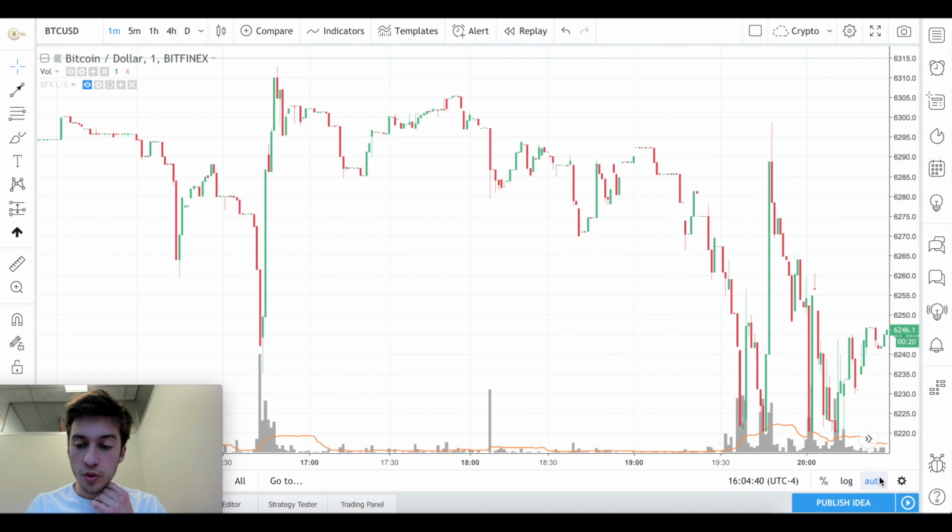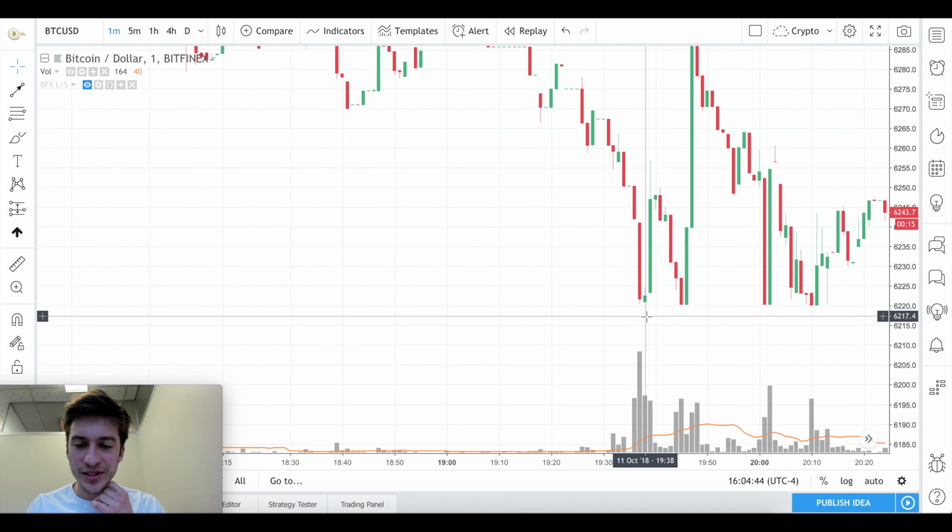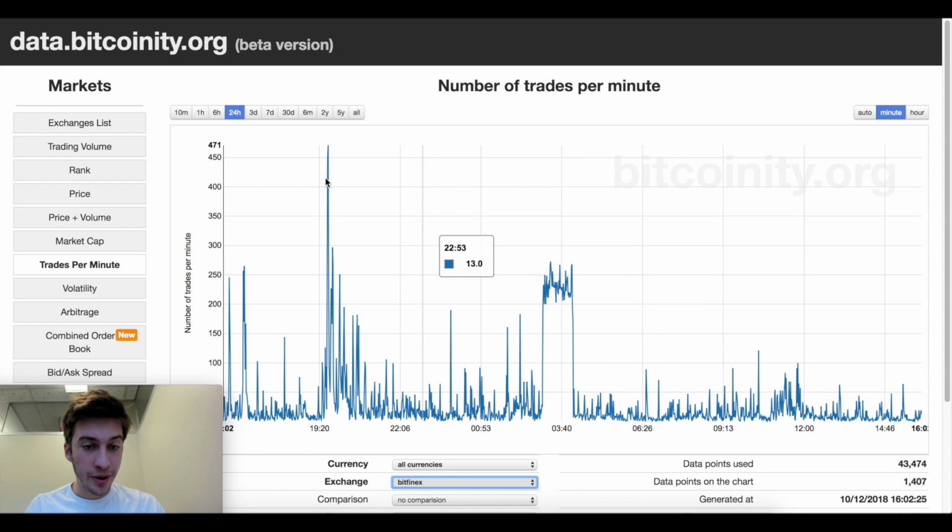And if I show 1938, the interesting thing here is, look, price isn't moving much. Price is moving on very low volatility on the 1938 candle. But what is the actual value for 1938? 471 trades were made.